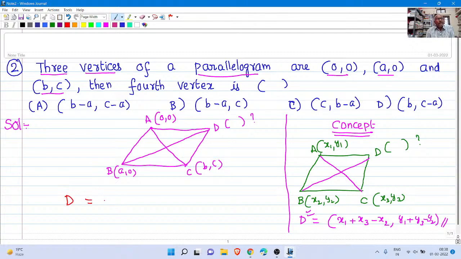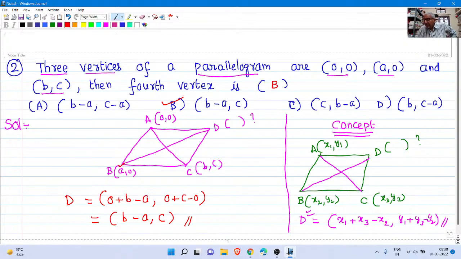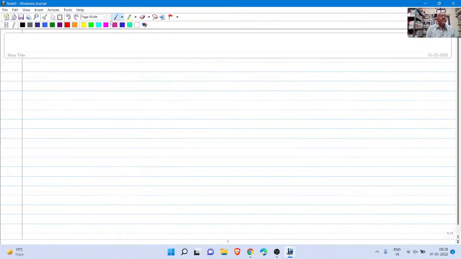0 plus b minus a, comma 0 plus c minus 0. So that means we are going to get, am I correct now? b minus a comma c. So b minus a comma c is option B. Option B is the right option. Very good, Uday Kumar. Your idea is also correct. Absolutely correct. So let us move to the third question.